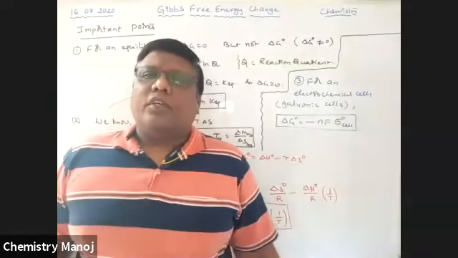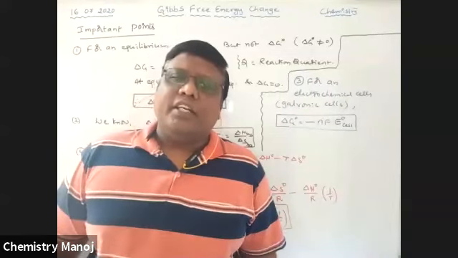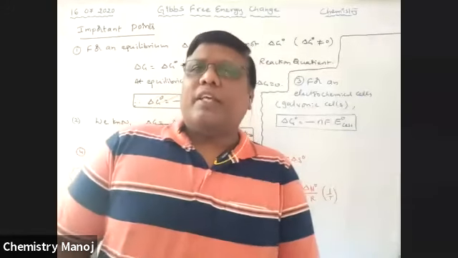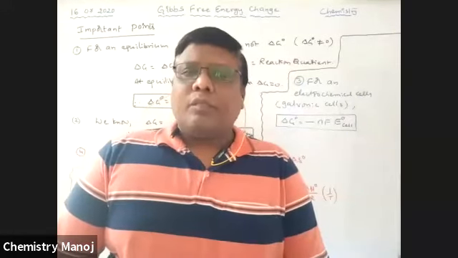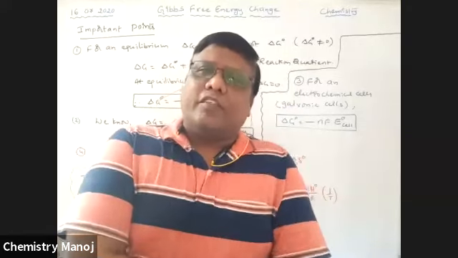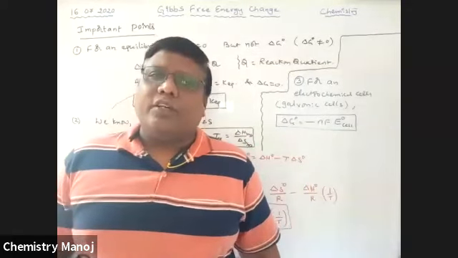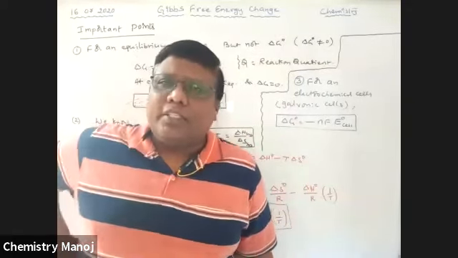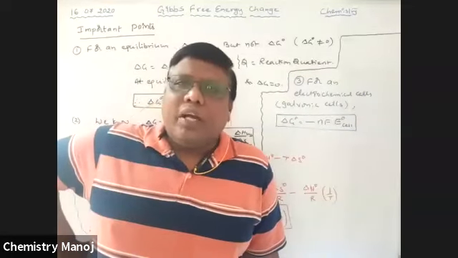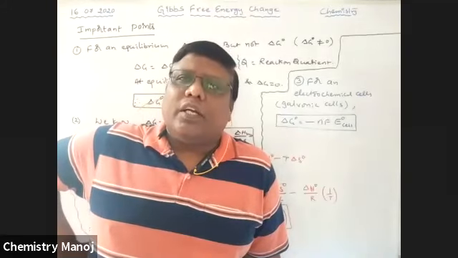Yesterday we started Gibbs free energy, which is defined as delta G is equal to delta H minus T delta S. That was introduced to explain the spontaneity of the process. If delta G is negative, that is less than 0, the system is spontaneous. If it is positive, it is non-spontaneous. If delta G is equal to 0, the system is at equilibrium. These are the conditions.